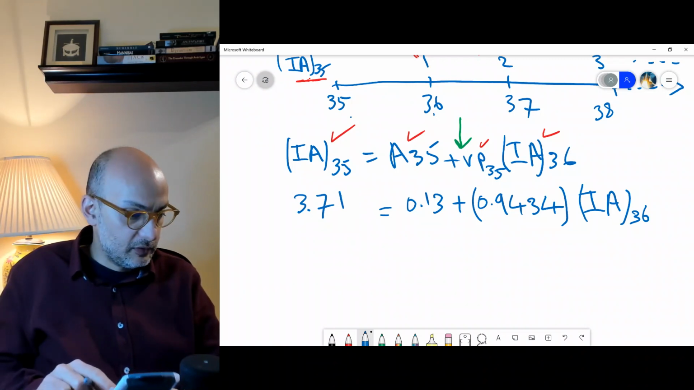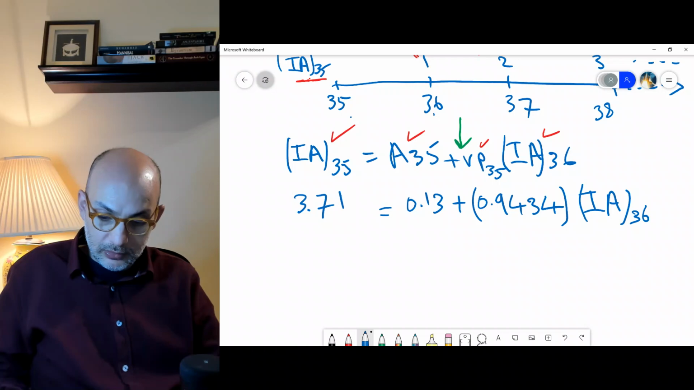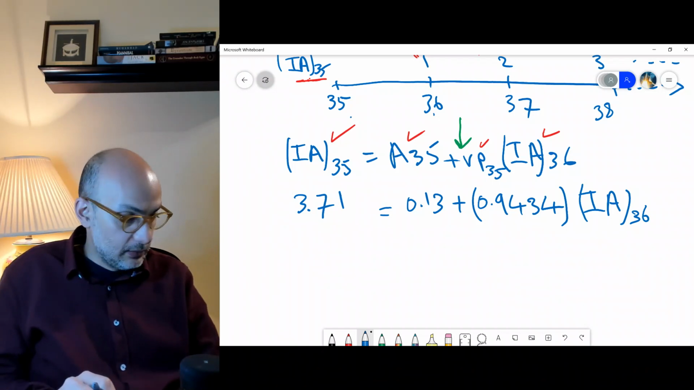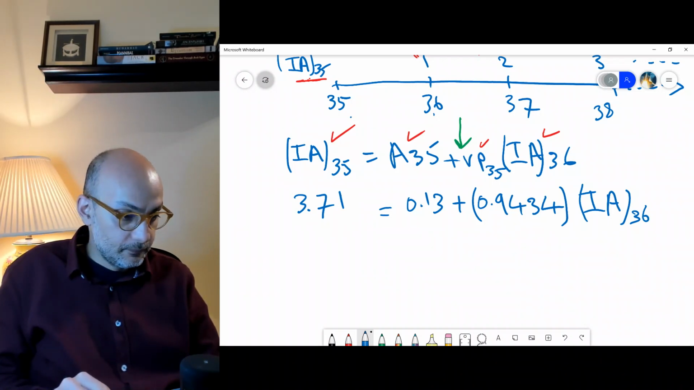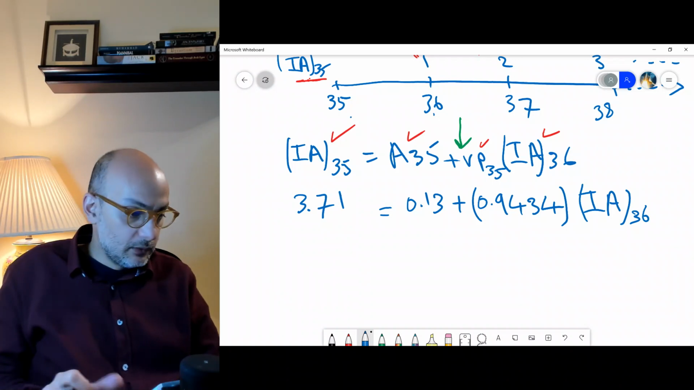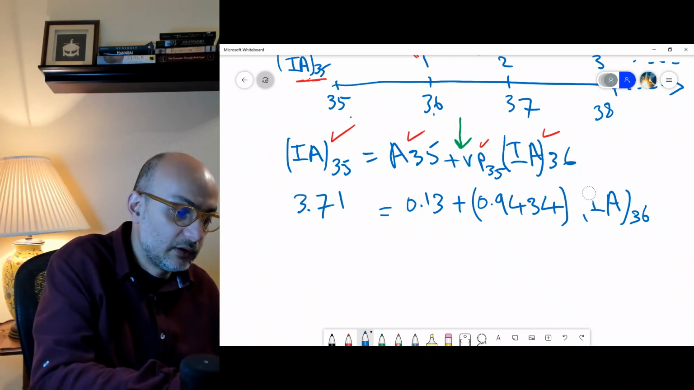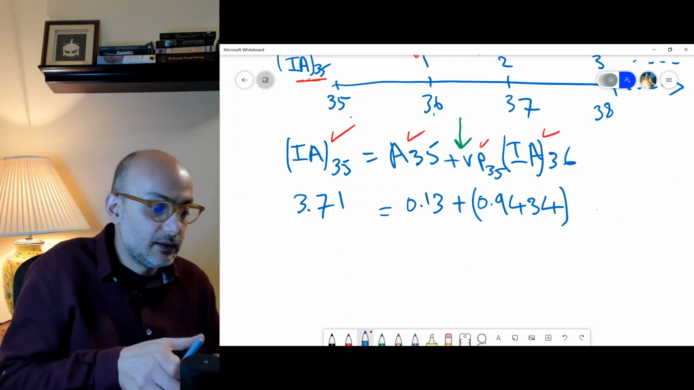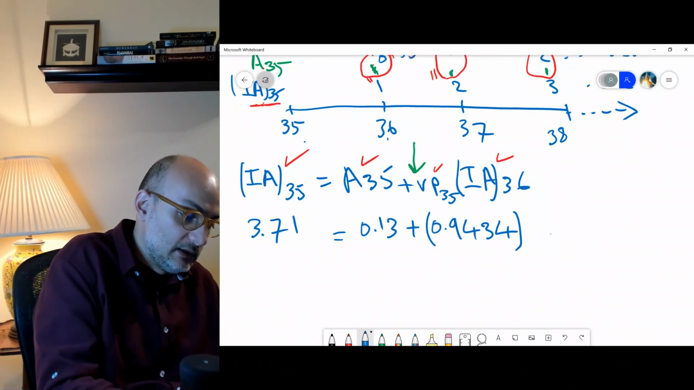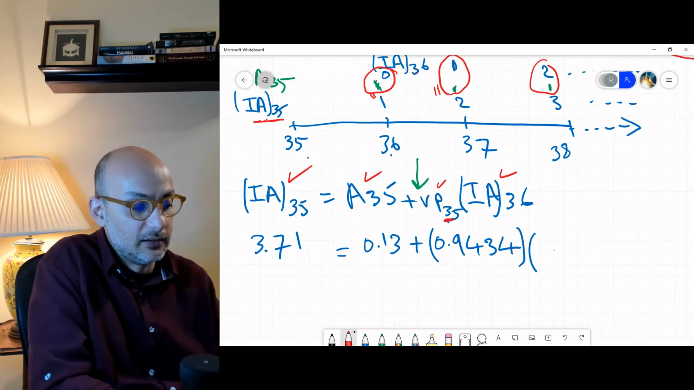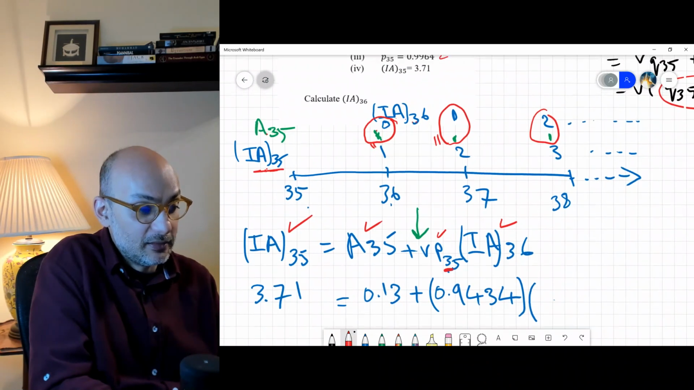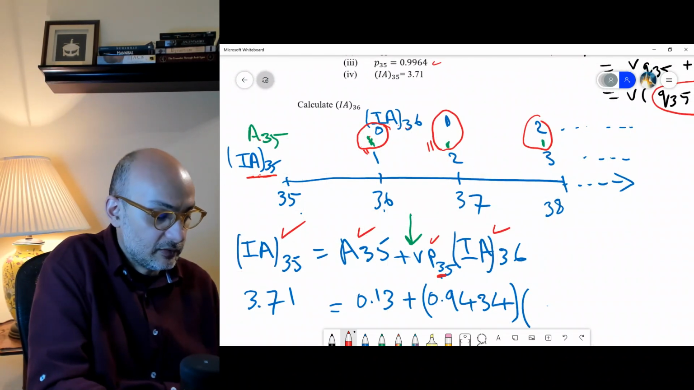So I made a mistake here, sorry. Just to make sure I got the right one. 3.71 minus 0.13. Oh yeah, I'm missing something here. Sorry for that, a little mistake. I'm missing the p35. I didn't include the p35, right? I was a little excited. So you need to be careful about it in the exam, not to make an easy mistake like this, right?